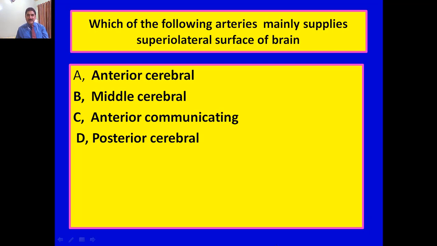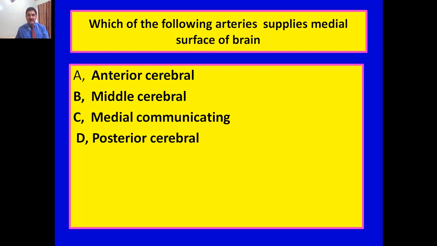Now our next question is, which of the following arteries mainly supplies the superior lateral surface of the brain? Anterior, middle, anterior communicating, posterior cerebral. So the correct answer is the middle cerebral artery. Which of the following arteries supplies the medial surface of the brain? Anterior cerebral artery, middle cerebral artery, medial communicating, posterior cerebral artery. The correct option is the anterior cerebral artery.